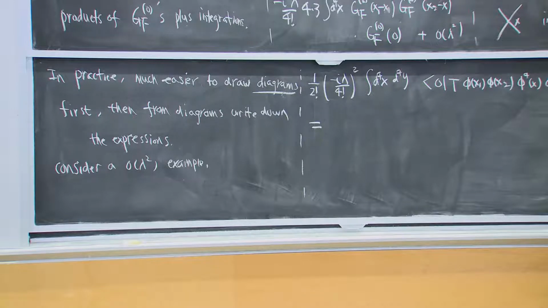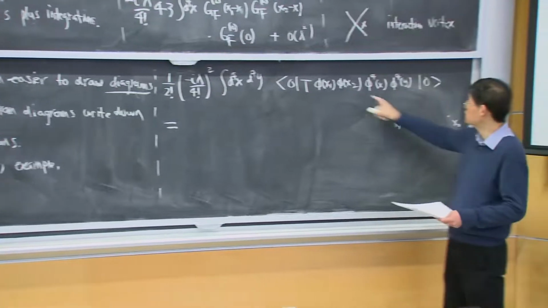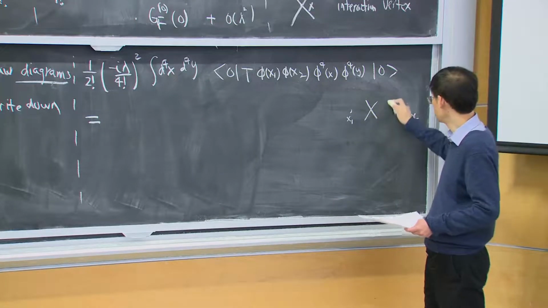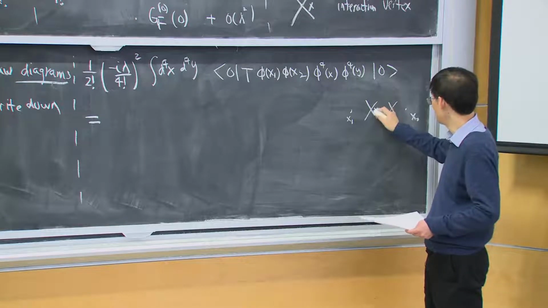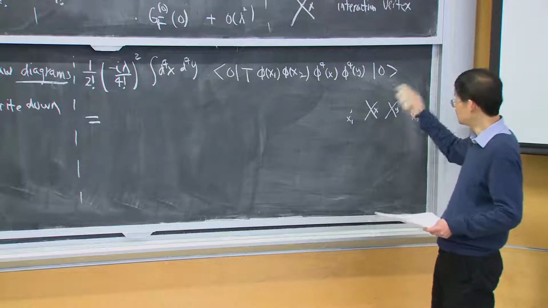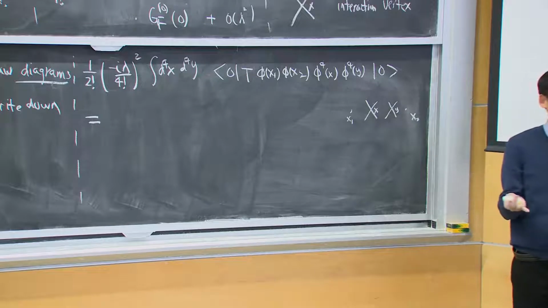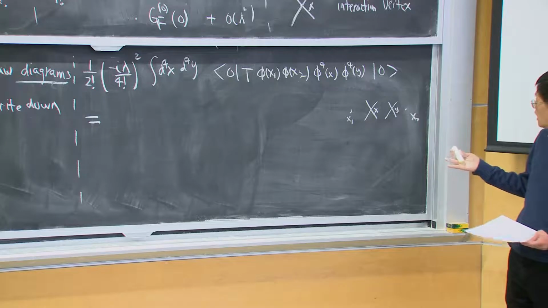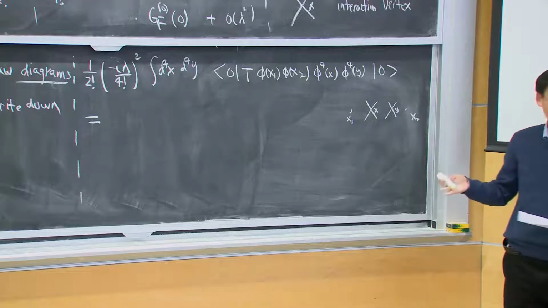So now we have x1, x2, and the phi^4(x) and phi^4(y). Essentially you have something like this: you have x1 and x2, so these are the two external points. And then you have 4 phi's coming from x, and 4 phi's coming from y. We need to find all possible ways to connect them. That's the goal.